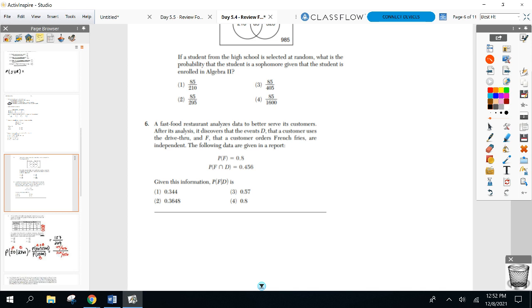All right, French fries here for you at the drive-through. Probability you get French fries is 0.8. What's the symbol here for F? French fries and drive-through is going to be 0.456. What's the probability you get French fries given you go through the drive-through? Given always goes in the denominator, right? Correct. Are we using the given formula here?